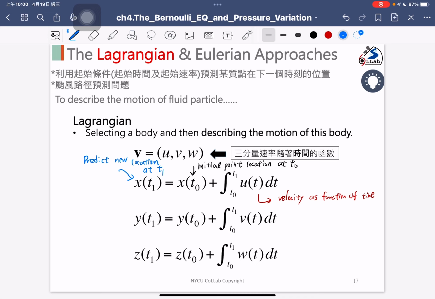So for Lagrange, we should base it on the initial point. It's very important. If you don't fix the one point, you cannot check the point at a different time. So the initial point is very important.